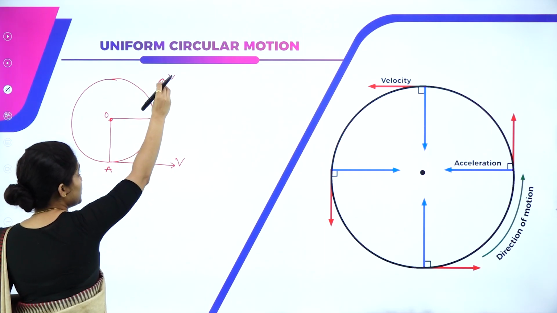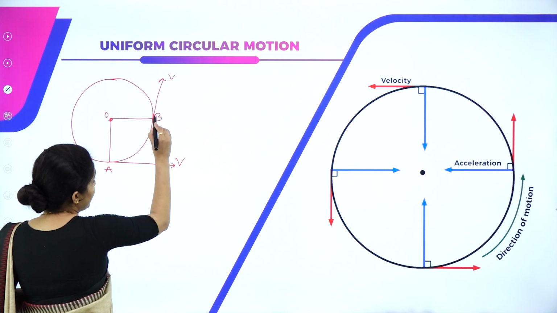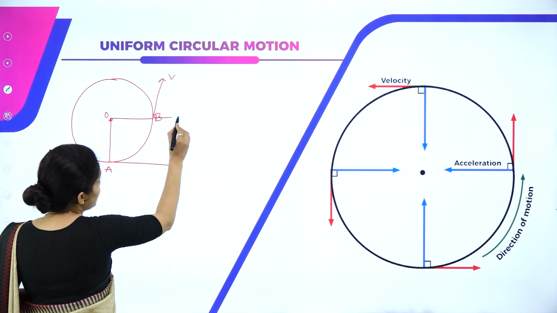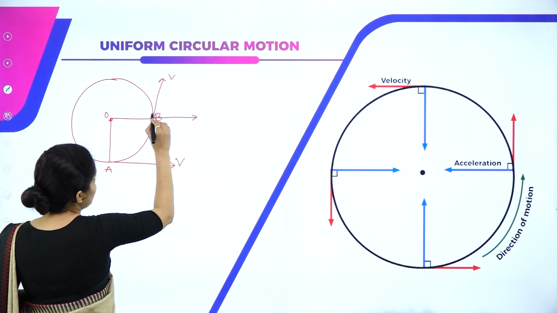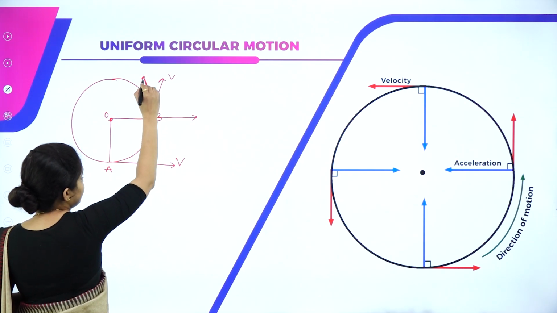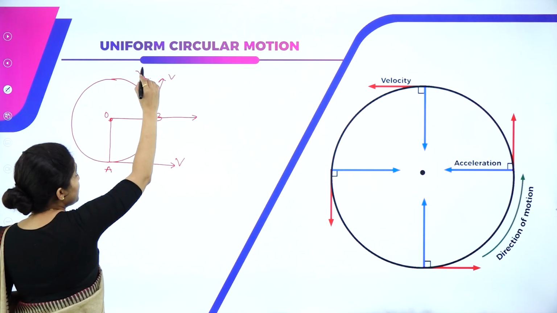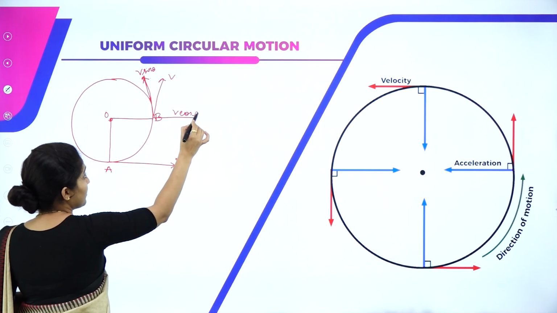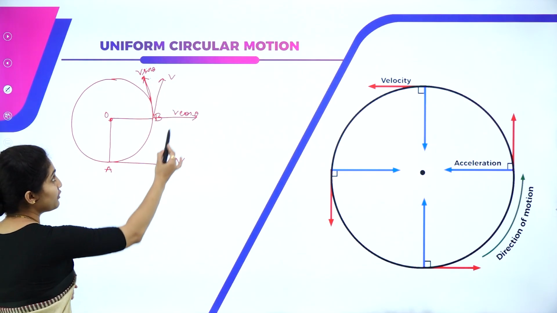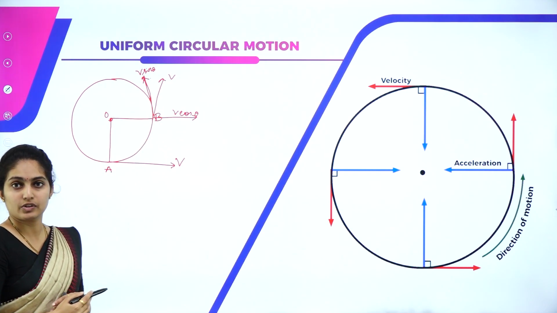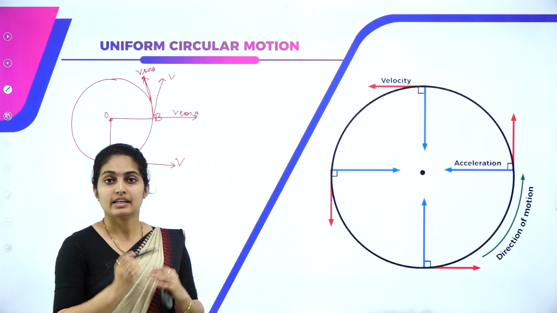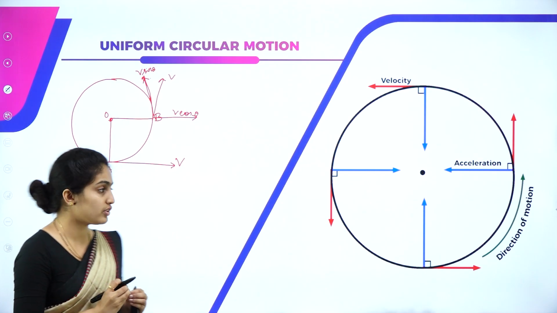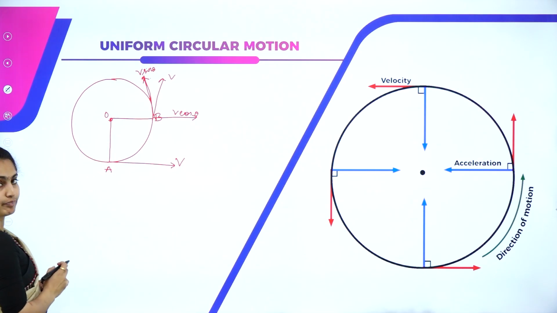Now, to show the resolution for this velocity, we have one horizontal component and another vertical component, which are termed as V sin theta and V cos theta. So we have V cos theta and V sin theta velocities now.